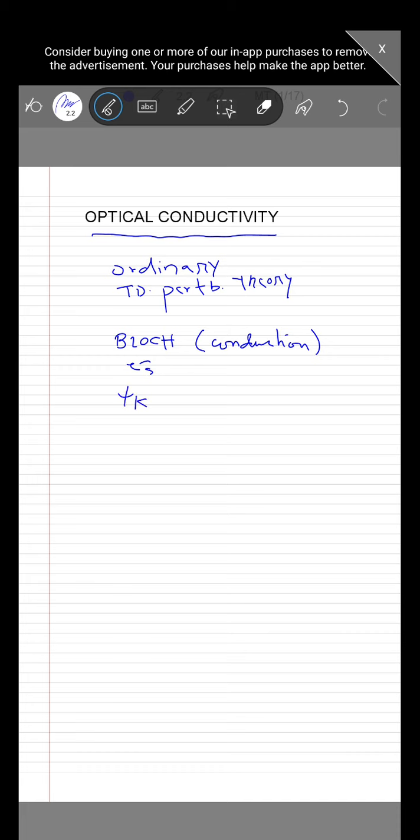So we can write H0 psi k is equal to minus h cross square by 2m del square plus V, which happens on psi k, and this is equal to Ek psi k. This is a Schrodinger equation.